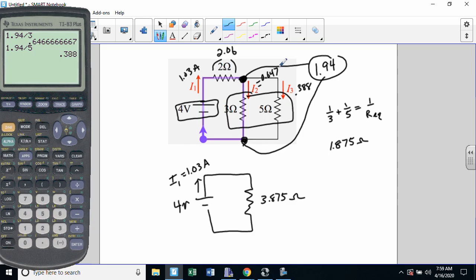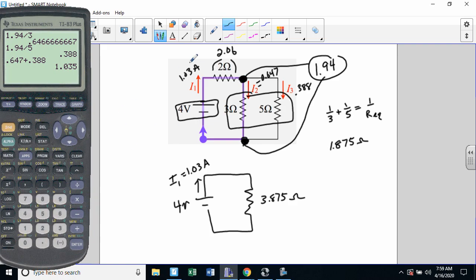Okay. And of course, we know there is a junction here. So the junction rule says that the current coming in, which is I1, must equal the current going out, which is I2 and I3. So I'm just going to confirm really quickly that 0.647 plus 0.388 add up. Very close. And again, we truncated and rounded some things. So this is really close to the 1.03 amps that we said is coming into the junction.